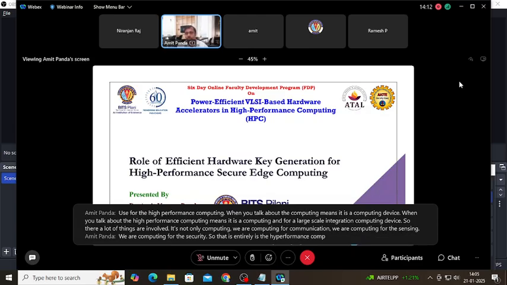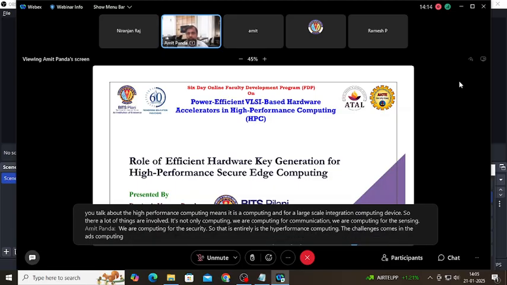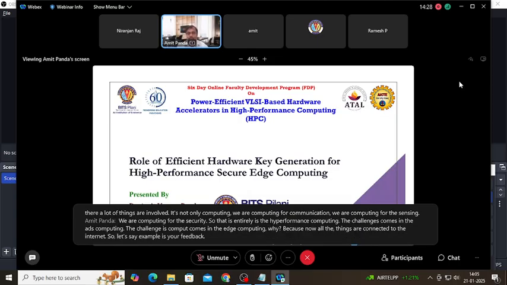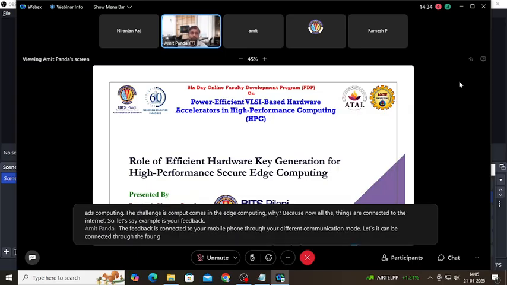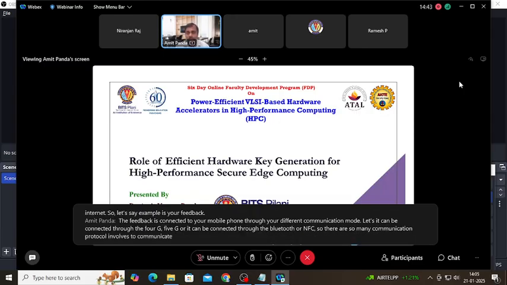The challenges come in edge computing. Why? Because now all things are connected to the internet. Let's take an example: your Fitband. The Fitband is connected to your mobile phone through different communication modes. It can be connected through 4G, 5G, or through Bluetooth or NFC. So there are many communication protocols involved to communicate information between two devices.